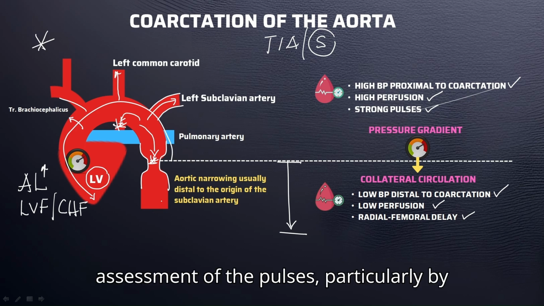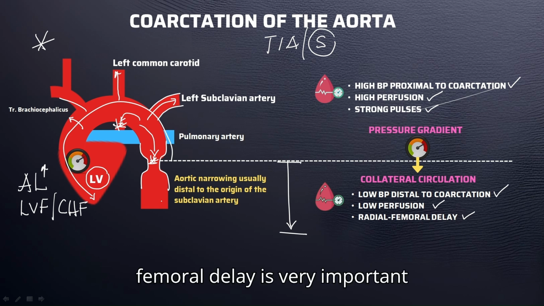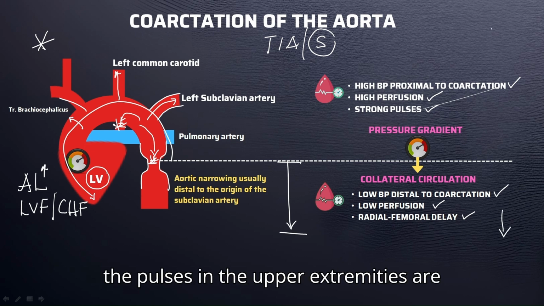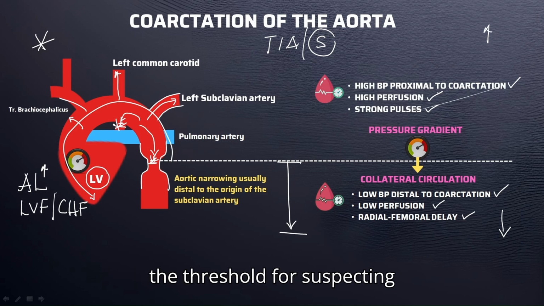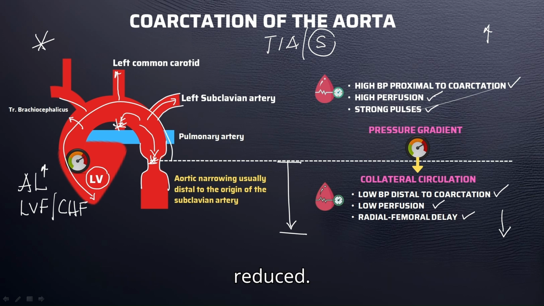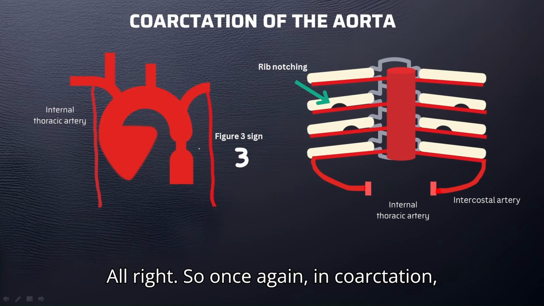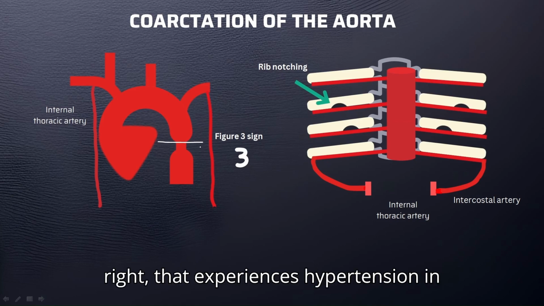So a careful assessment of the pulses, particularly by noting any radial femoral delay, is very important because the pulses in the lower extremities are low, and the pulses in the upper extremities are high. And so when you notice this, then the threshold for suspecting coarctation of the aorta must actually be reduced.